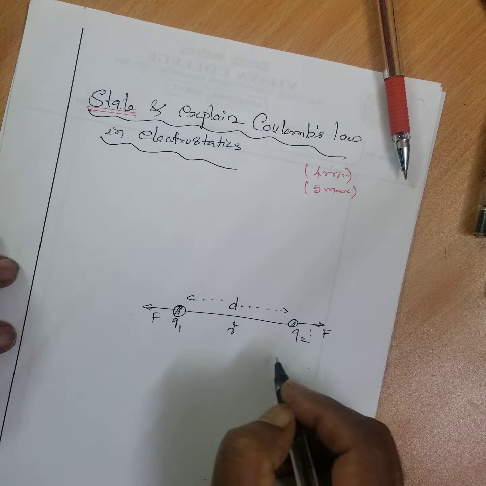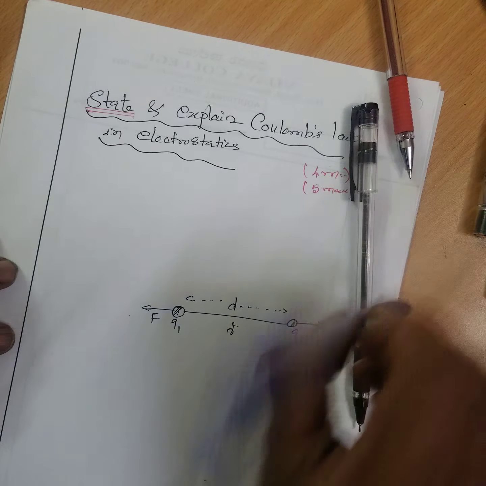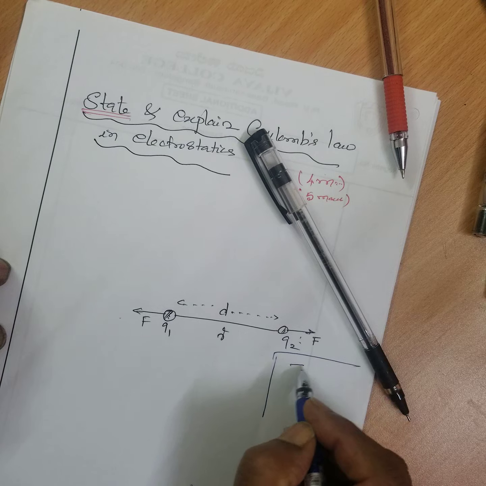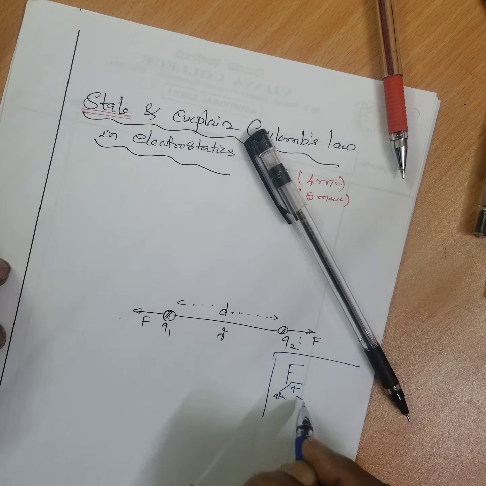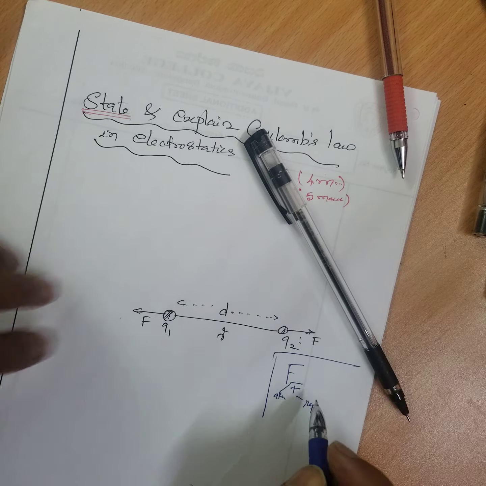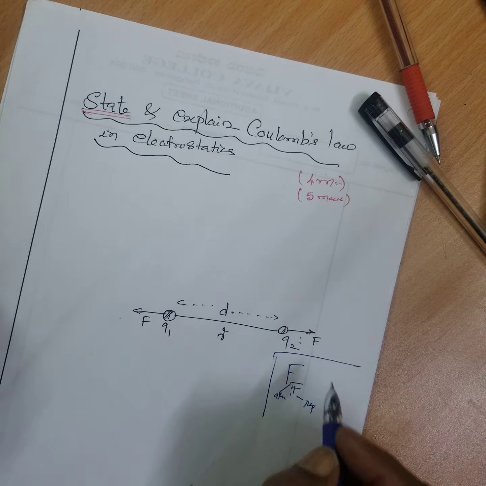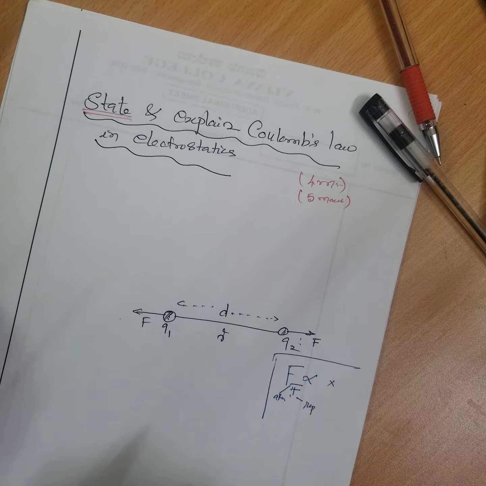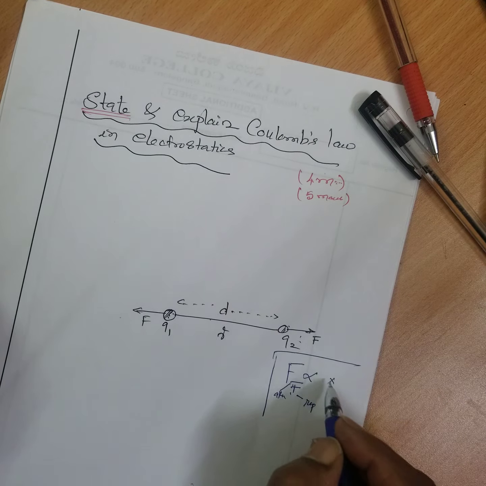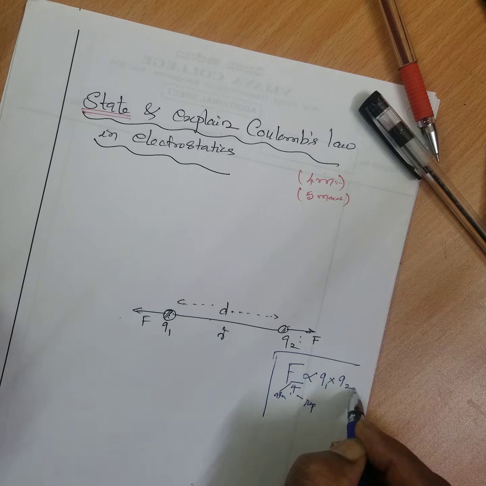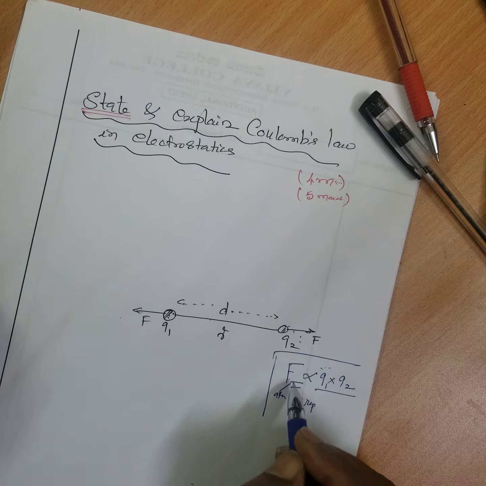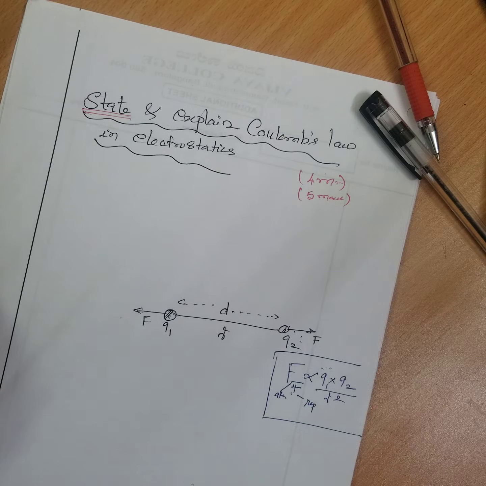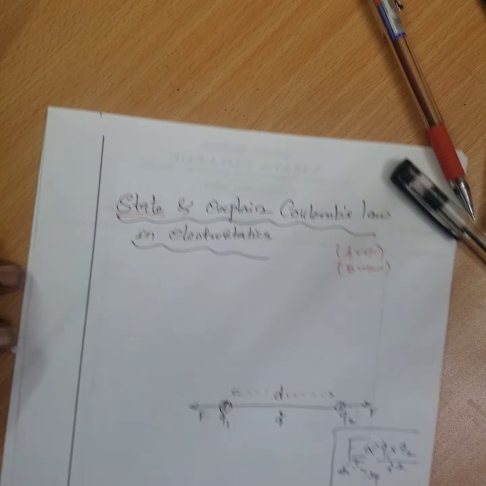Therefore, the force of attraction or repulsion, negative represents attraction, positive represents repulsion, is directly proportional to the product of the magnitude of the charges, this is important, and inversely proportional to the square of the distance between them. This you have to write in a sentence. Statement.